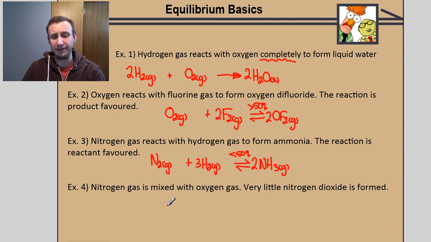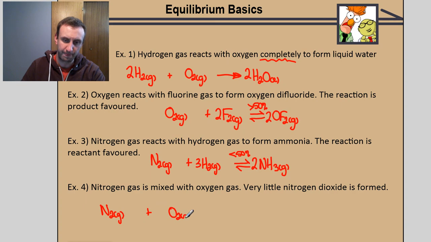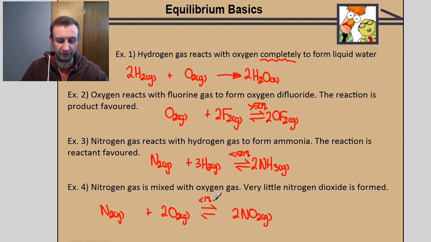Finally, nitrogen gas is mixed with oxygen gas. Very little nitrogen dioxide is formed. So I have N2 gas mixed with O2 gas. Very little dioxide is formed, so I have NO2 gas. What I would like to do with this, I think the best choice is still to actually show a little bit of an arrow, right? And then I could do something like less than 1% here if I want to be really general. Or if it's very, very little, I could even put approximately 0%.